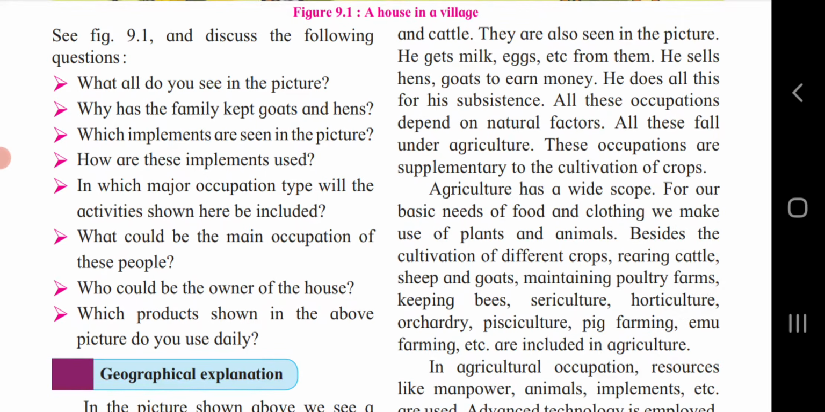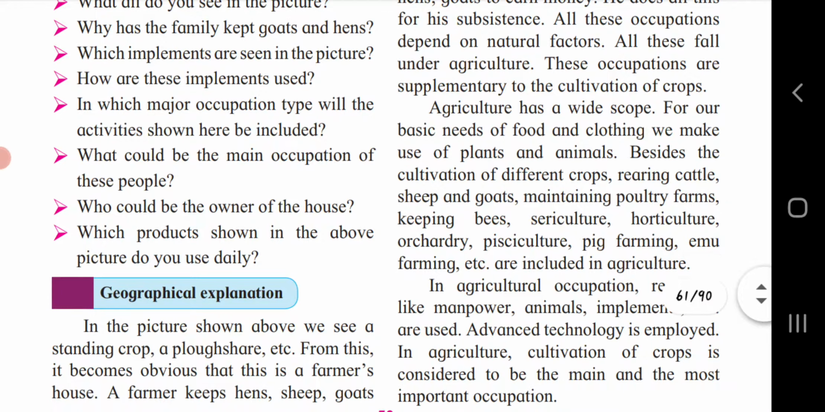In which major occupation type will the activities shown here be included? The activities shown in the picture fall majorly under agriculture. What could be the main occupation of these people? Here the main occupation of these people could be cultivation of crops. Who could be the owner of the house? The farmer shown with the spade could be the owner of the house.